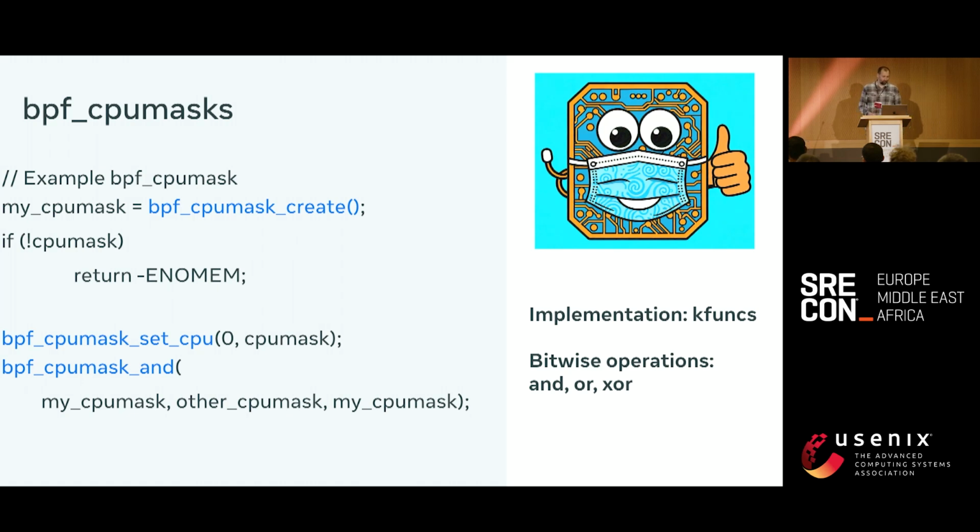Just to give an example of how to use a BPF CPU mask, there are some kfuncs that are used as helpers to create them. You can see in blue, we have a bpf_cpumask_create function, which creates our CPU mask. We can then set a CPU using bpf_cpumask_set_cpu to set a bit for a particular CPU. And we can do all sorts of bitwise operations such as ANDs, ORs, XORs. If you look at any scheduler code, you'll probably see BPF CPU masks being used extensively.